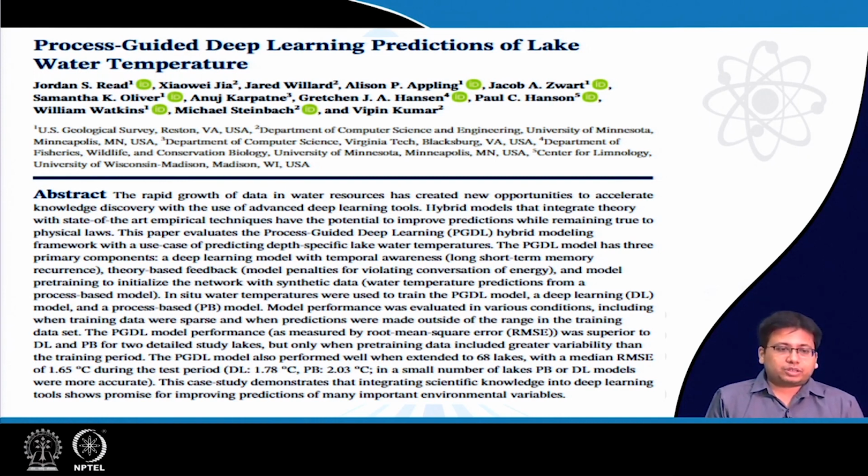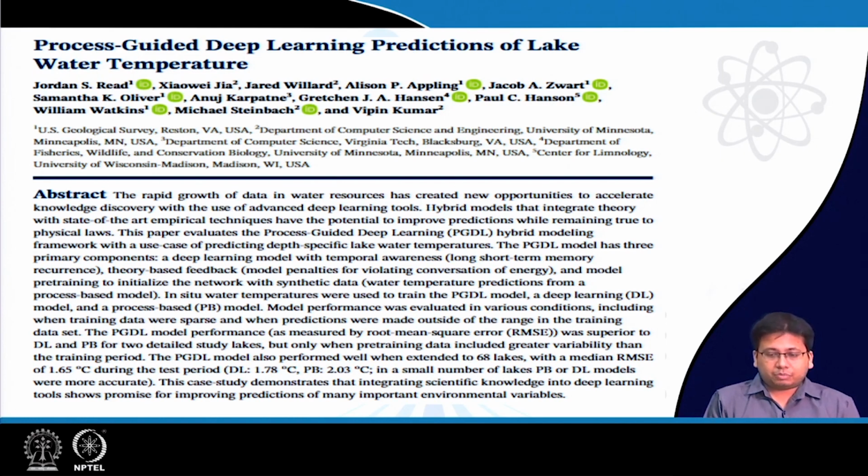So the first paper, process guided deep learning predictions of lake water temperature. The rapid growth of data in water resources has created new opportunities to accelerate knowledge discovery with the use of advanced deep learning tools. Hybrid models that integrate theory with state-of-the-art empirical techniques have the potential to improve predictions while remaining true to the physical laws. This paper evaluates a physics-guided deep learning hybrid modeling framework with a use case of predicting depth-specific lake water temperature.